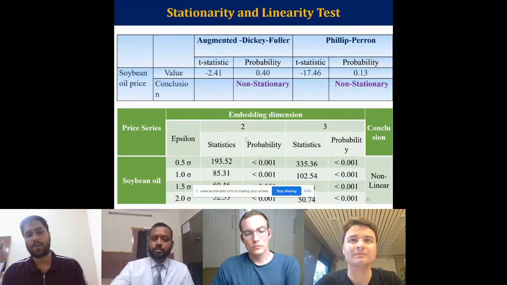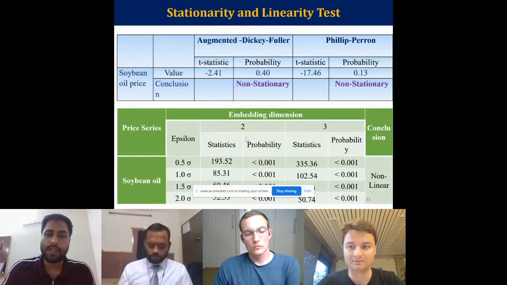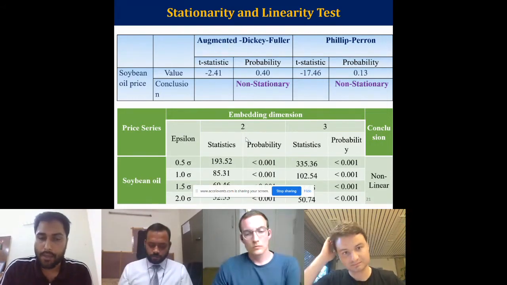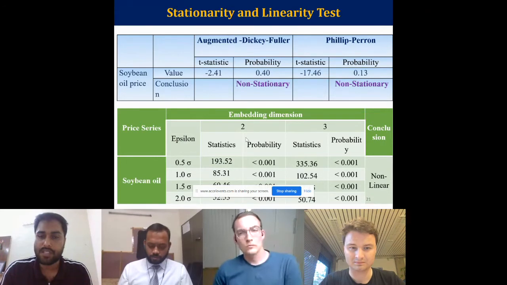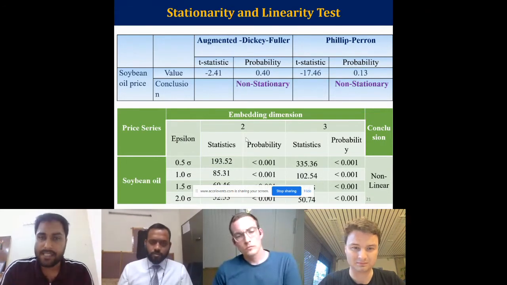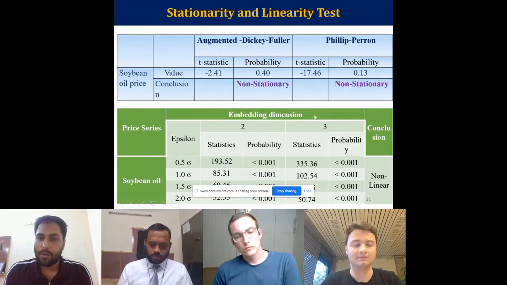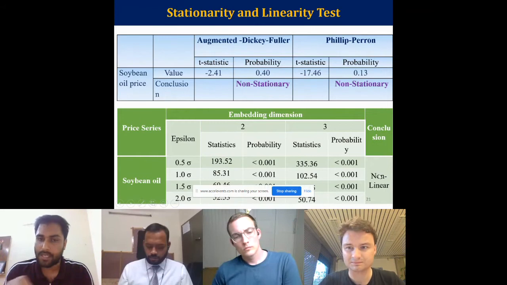Here complex means non-linear and non-stationary, for which we have taken two tests: one is the ADF test and another is the Phillips-Perron test. Both tests are used for non-stationarity, and the BDS test, the Brock-Dechert-Scheinkman test, is used for non-linearity. All these tests show that the soybean data is non-stationary and non-linear.